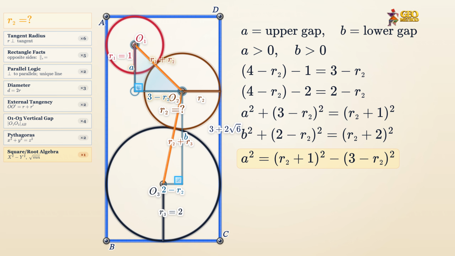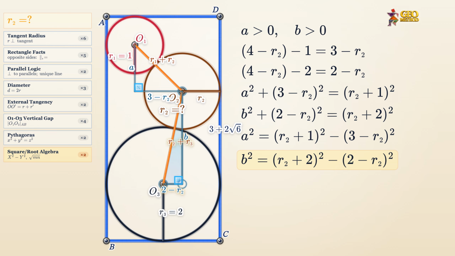For the first equation, isolate A squared. Move the across rectangle square to the right side. For the second equation, do the same thing for B squared. We now have two difference of squares expressions.